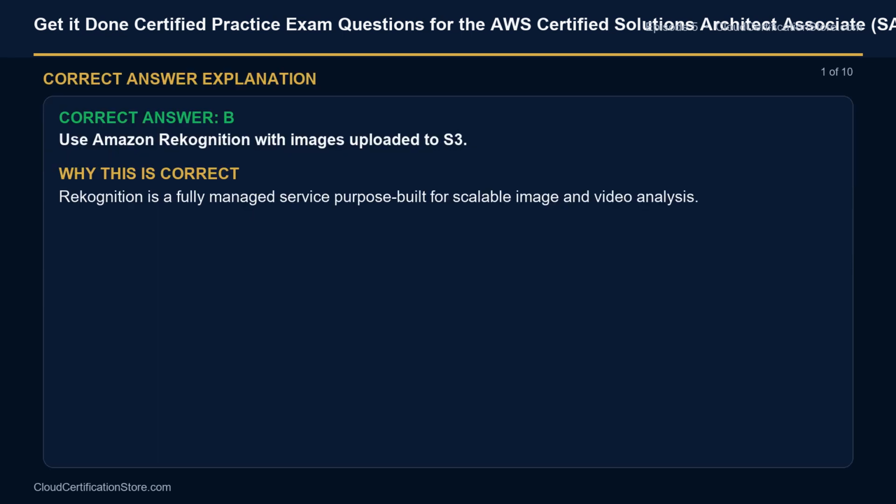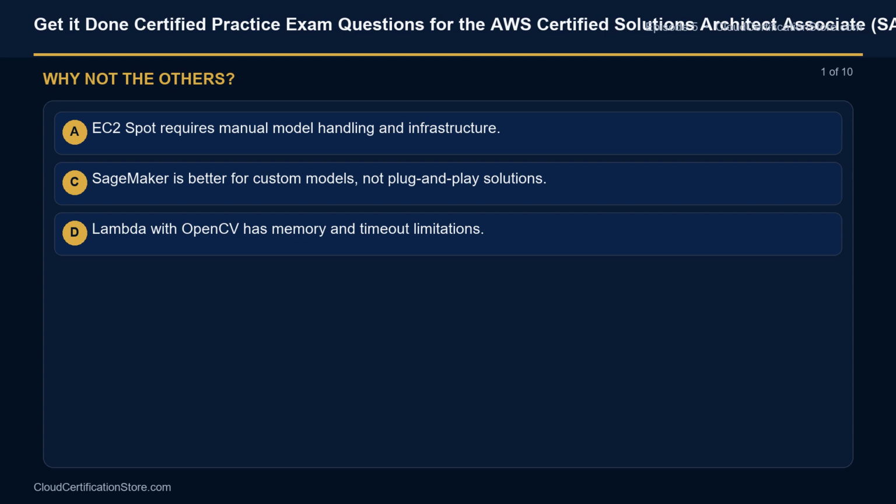Explanation. Rekognition is a fully managed service purpose-built for scalable image and video analysis. Why not option A? EC2 Spot requires manual model handling and infrastructure. Why not option C? SageMaker is better for custom models, not plug-and-play solutions. Why not option D? Lambda with OpenCV has memory and timeout limitations.